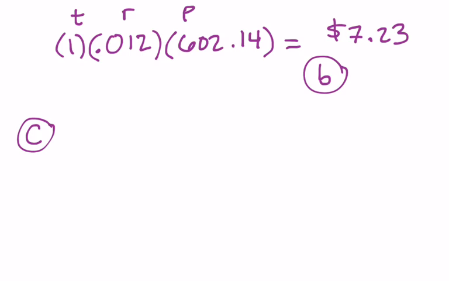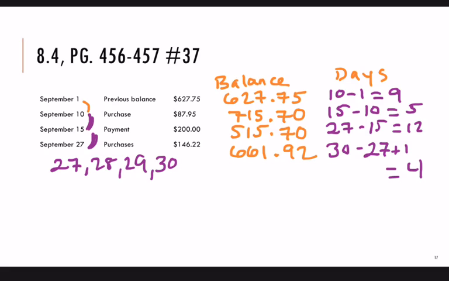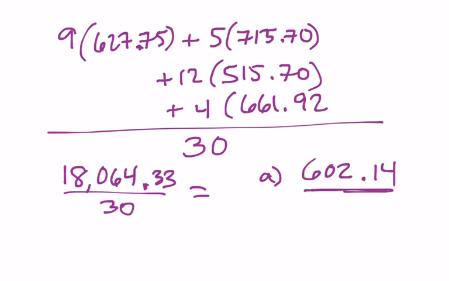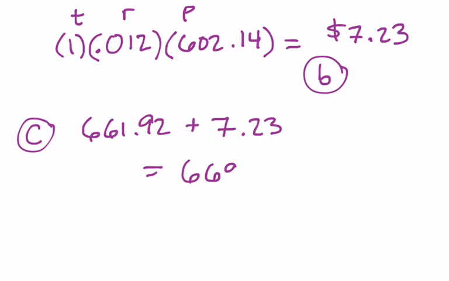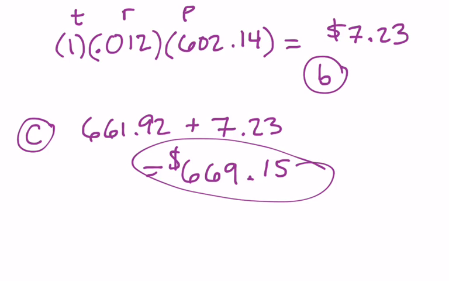And then part C, we need the new balance on October 1st. So we already found the balance of the card on the last day of September. The only change from there to October 1st is that the interest is added in. So we just need to add 661.92 plus part B's answer, $7.23, and the new balance on October 1st is $669.15. And that's part C.